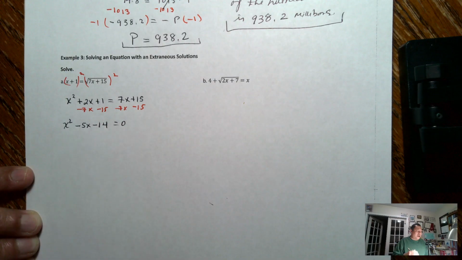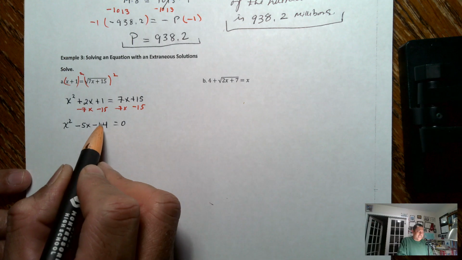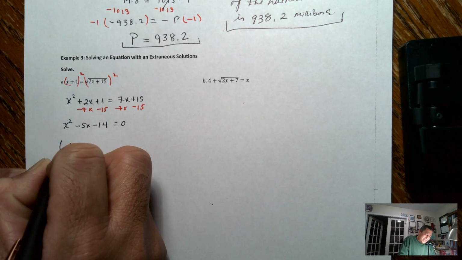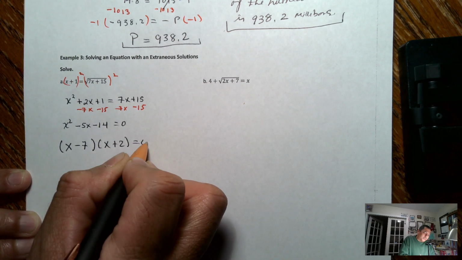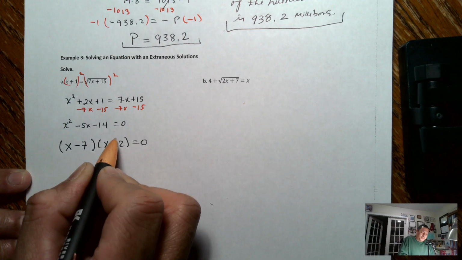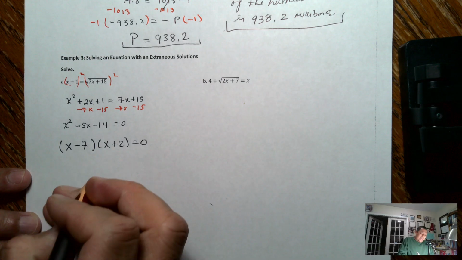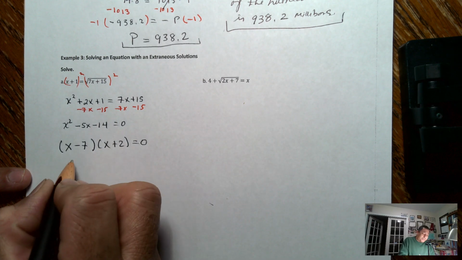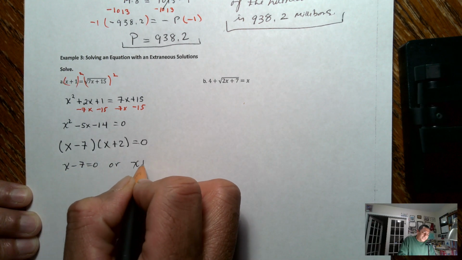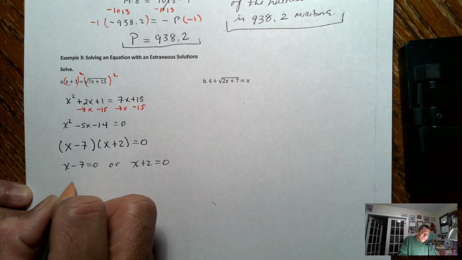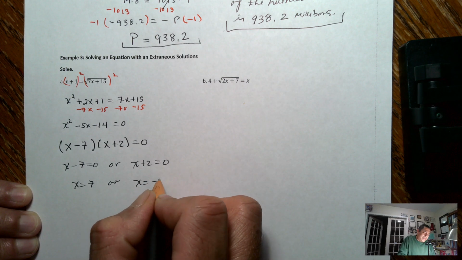Now I'm going to factorize, and I have negative 5x, I have negative 14, so I think this one is x minus 7 and x plus 2 equals 0. Negative 7 times 2 is negative 14, negative 7 plus 2 is negative 5. And then we're going to apply the zero product property, so I have x minus 7 equals 0, or x plus 2 equals 0. So x equals 7, or x equals negative 2.